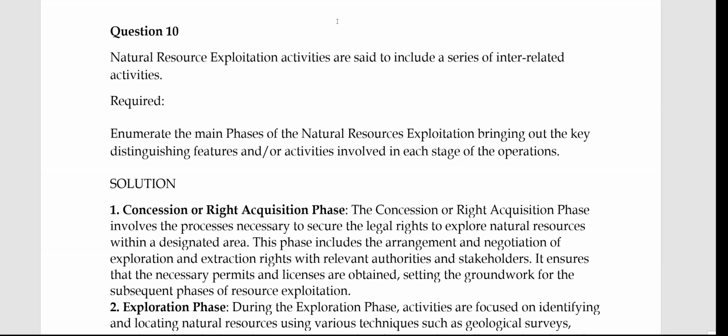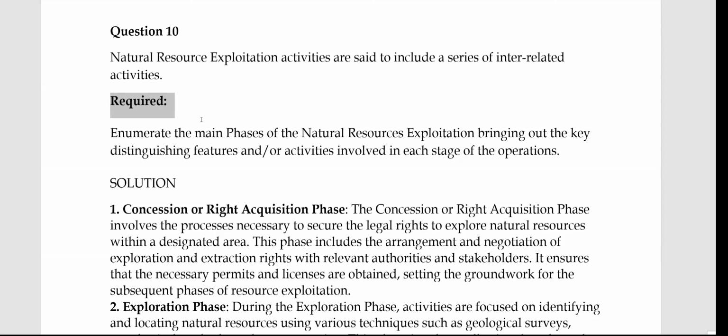Exploration, right? But mostly you must get the exploration, appraisal. Yes. But you must get the license first. Do you get it? And that is the right acquisition stage. So this question is a typical question that can come straight for 10 marks, right?